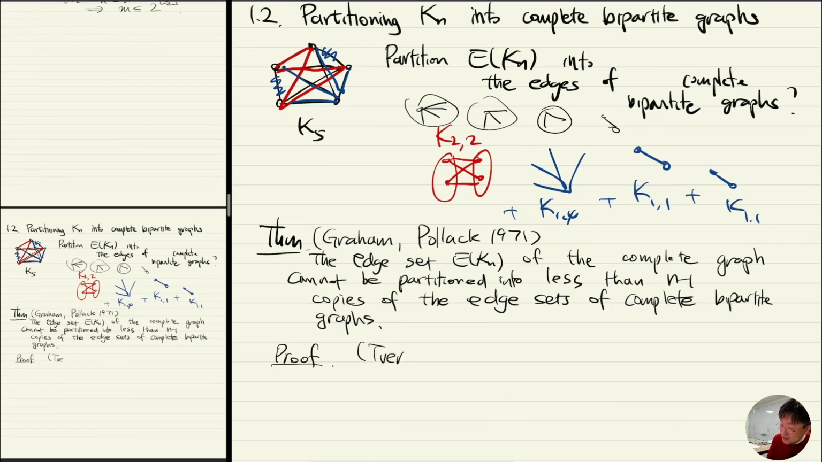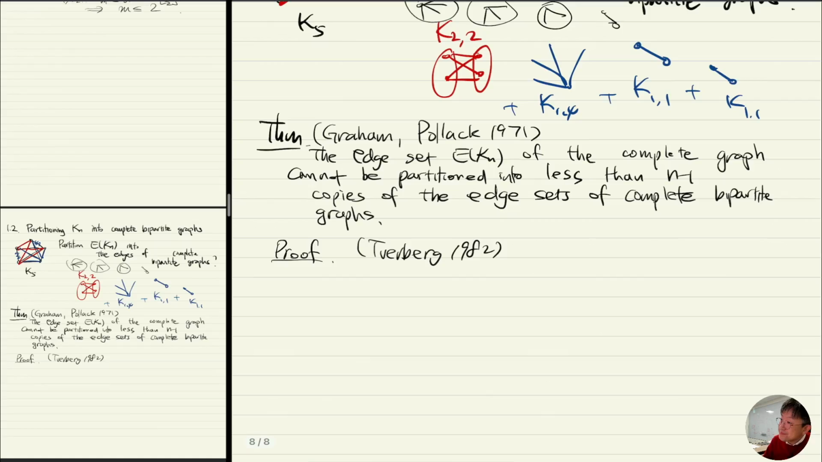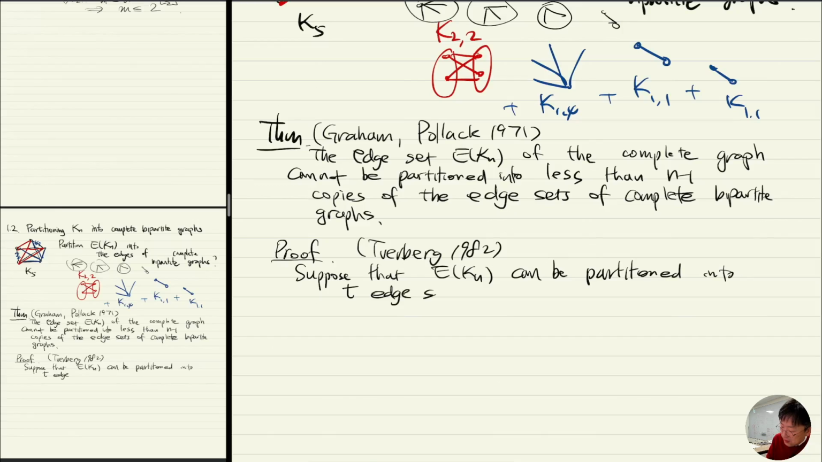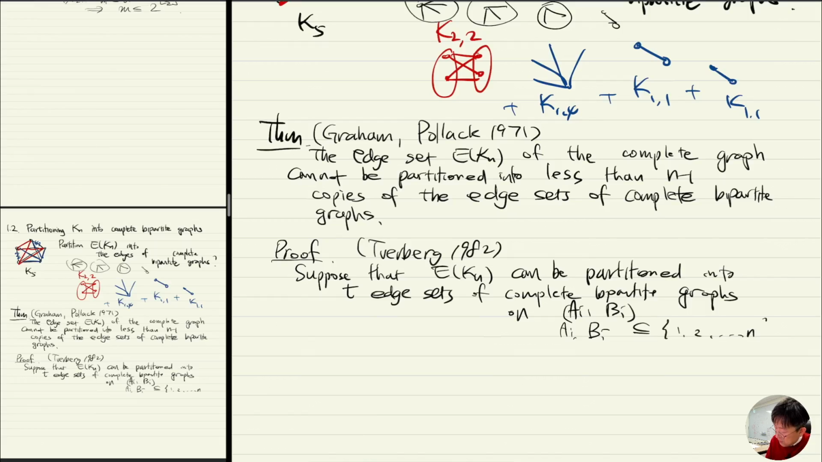And I will show you the very nice proof discovered only in 1982. So suppose that the edges of the complete graph can be partitioned into t edge sets of complete bipartite graphs on Ai and Bi. Let's say Ai, Bi are subsets of 1 up to n. So Ai and Bi are disjoint, right? So Ai is here, Bi is here, and you are looking at this set of edges between Ai and Bi.